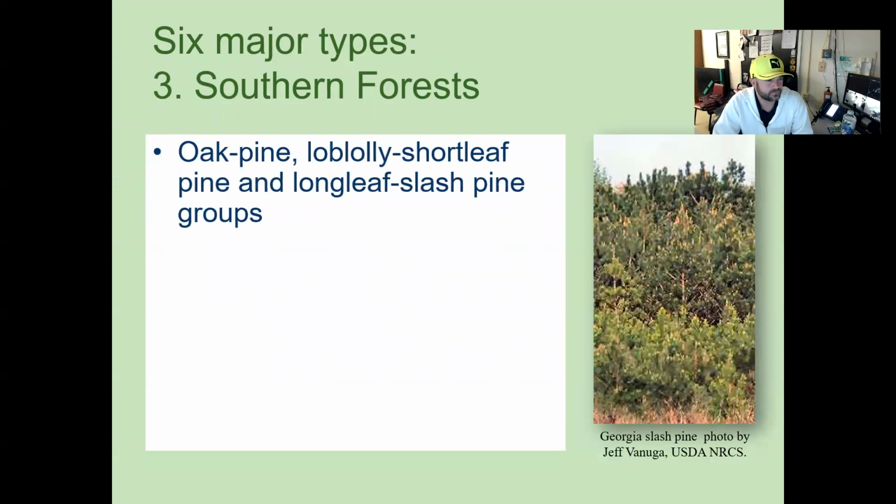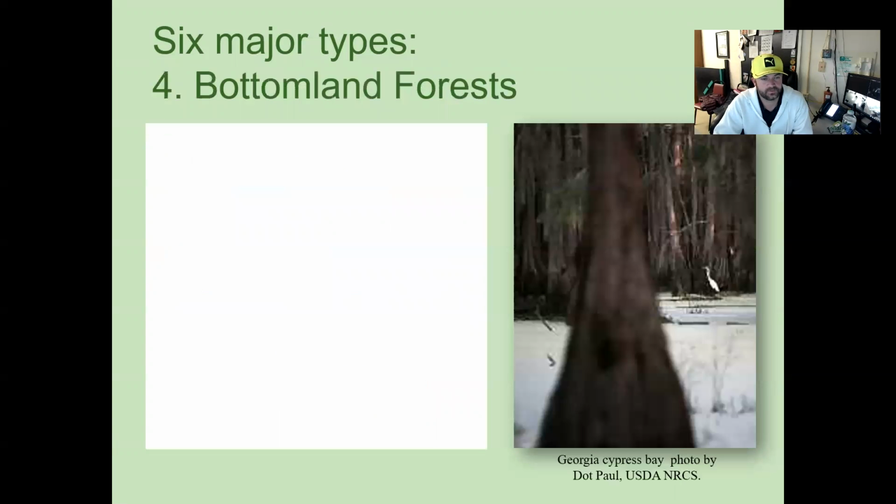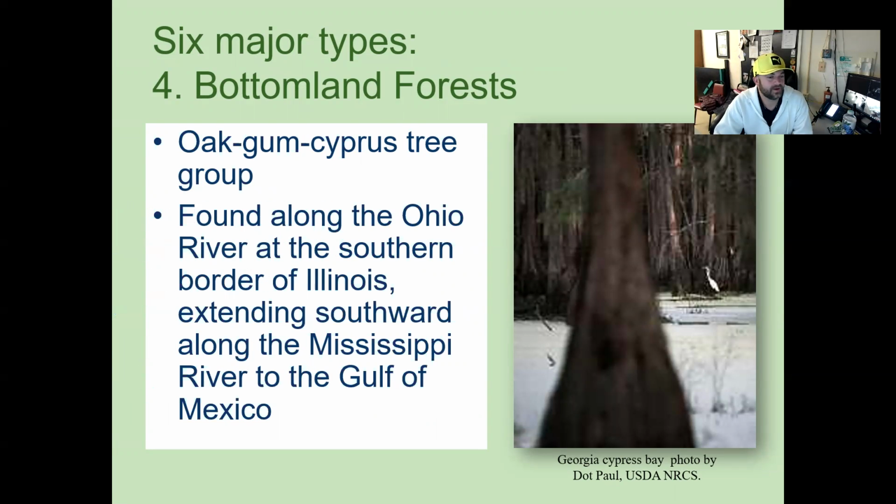Southern forest: these are oak pine, loblolly shortleaf pine, and longleaf slash pine groups. These extend from southern Virginia southward across the Carolinas into Georgia, Florida, Alabama, Mississippi, Louisiana, Arkansas, and eastern Texas. Bottomland forest: these are oak gum cypress tree groups found along the Ohio River at the southern border of Illinois, extending southward along the Mississippi River to the Gulf of Mexico.